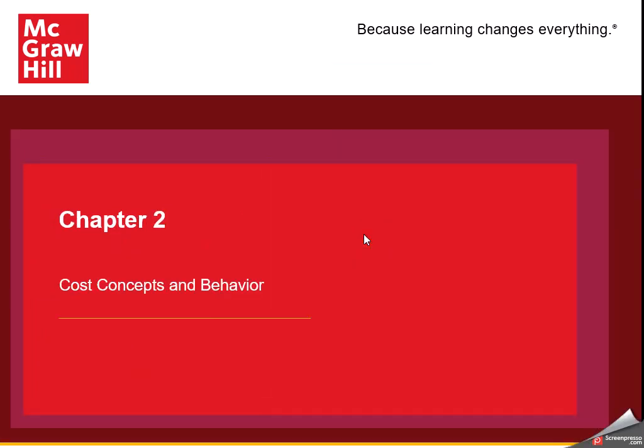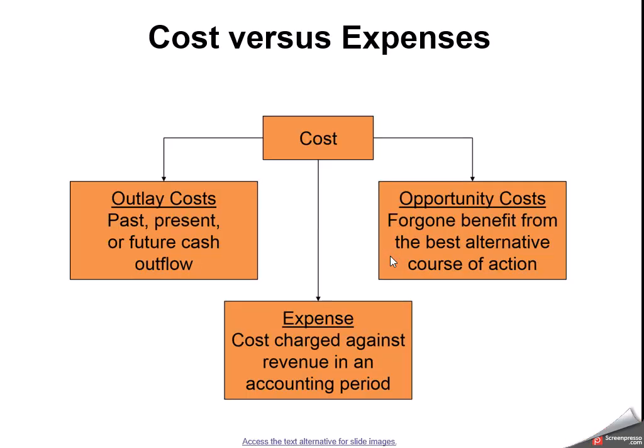Cost Accounting Chapter 2, we talk about cost concepts and behavior of different types of costs. So, cost versus expenses. Costs are past, present, or future cash outflows.